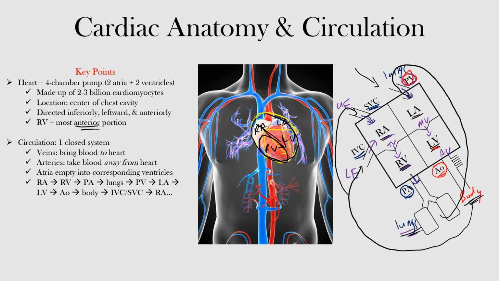Veins, remember, bring blood to the heart, while arteries bring blood away from the heart. Remember, the atria empty into their corresponding ventricles, the right atrium into the right ventricle, the left atrium into the left ventricle. And remember our circulation from the right atrium to the right ventricle to the pulmonary artery to the lungs to get oxygenated, back through our pulmonary veins. After it becomes oxygenated, it goes to the left side of the heart, we have our left atrium, left ventricle, out our aorta to the rest of the body, and then back to our IVC and superior vena cava, and this whole system then repeats itself.